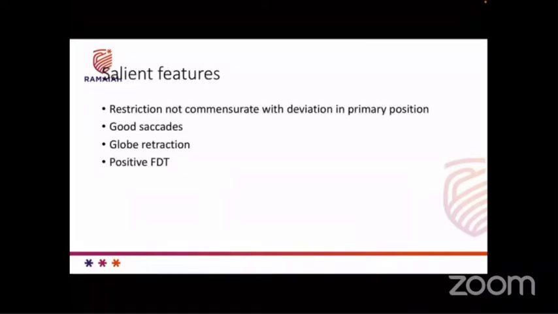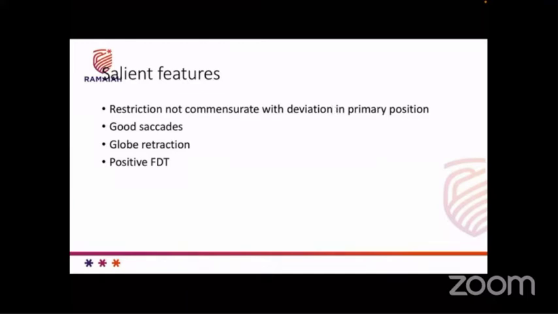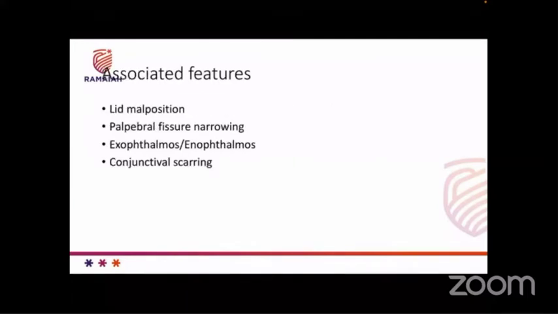So what are the salient features? Restriction is not commensurate with deviation in primary position. Suppose you have an exo, you would expect an abduction deficit. But if there is an abduction deficit and an exo, then it's probably a restrictive strabismus. Good saccades are one of the salient features, and there can be globe retraction and, of course, the gold standard positive force duction test. Associated features, you look for lid malpositioning, palpebral fissure narrowing, exophthalmos or enophthalmos, like in the case of an orbital floor fracture, and conjunctival scarring.